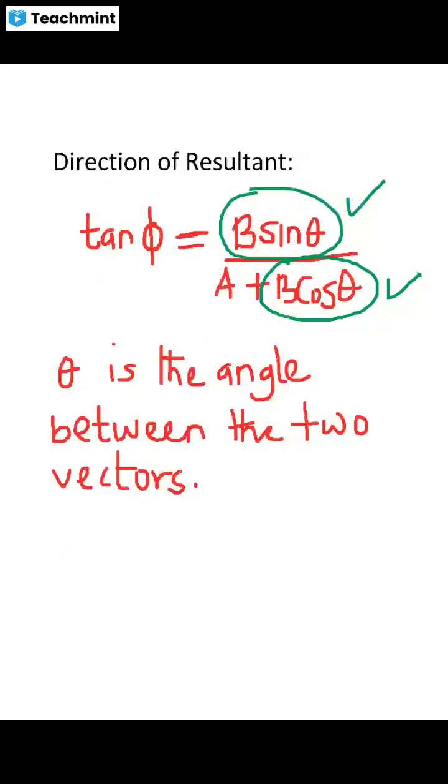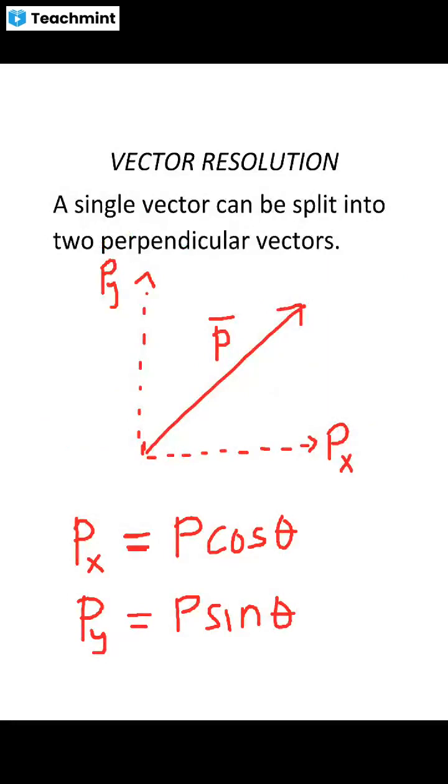So the next thing that we want to look at here is vector resolution. One of the properties of a vector is that a single vector can be split into two. That's one of the beautiful things about vectors. And it can be split into two perpendicular vectors.